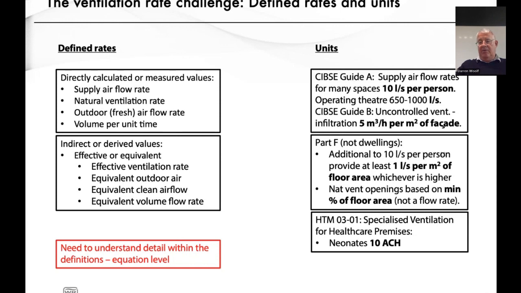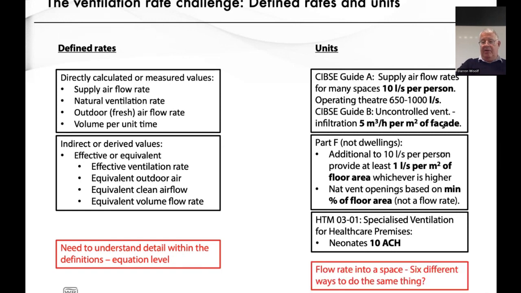And HTM 301, which I'm sure you're aware of, specialised ventilation for healthcare premises, talks quite often you see 10 air changes per hour. They're all doing the same thing. It's about defining a flow rate into a space, and it's essentially 6 different ways to do that same thing. So you need a laser focus on units, otherwise you will become unwittingly non-compliant, and you could be out by a factor of 10 or more.